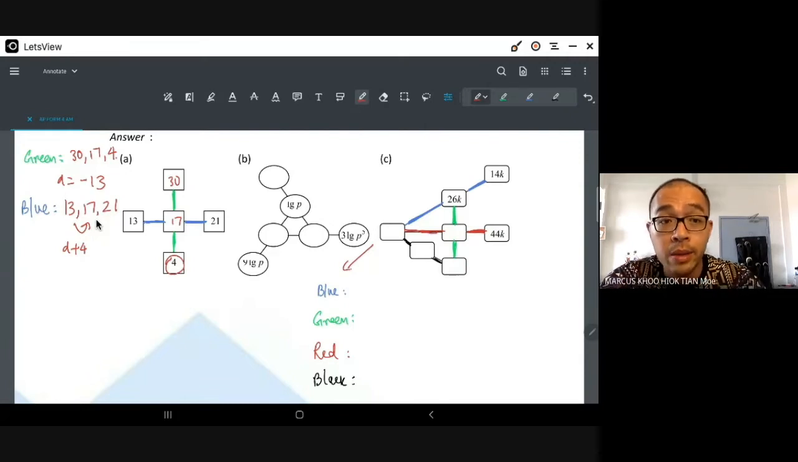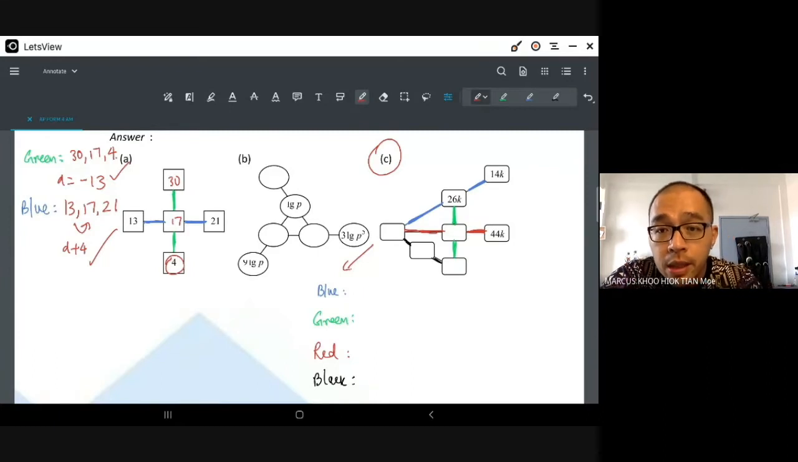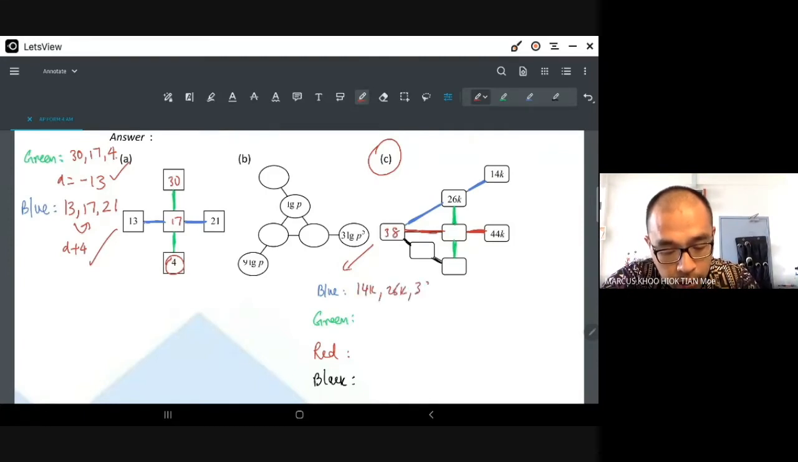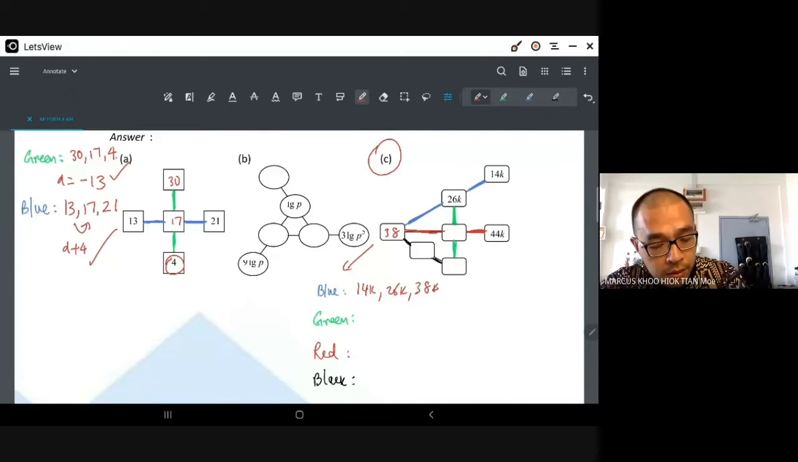This is the kind of network question you learn with an IB teacher. Right, what about this question? Good, Sophia. Thank you, Atika. Blue is 14K, 26K, 38K. The D is minus 12. Are you sure, Atika? Yes, the D is plus 12, but not entirely correct. Red is 38K, 41K, 44K.